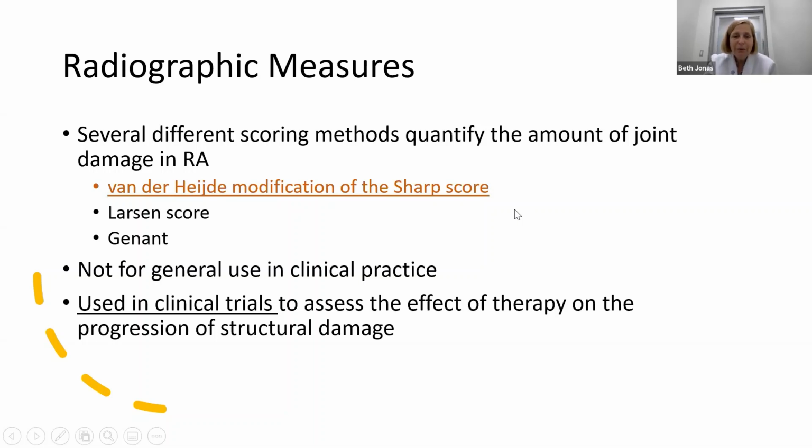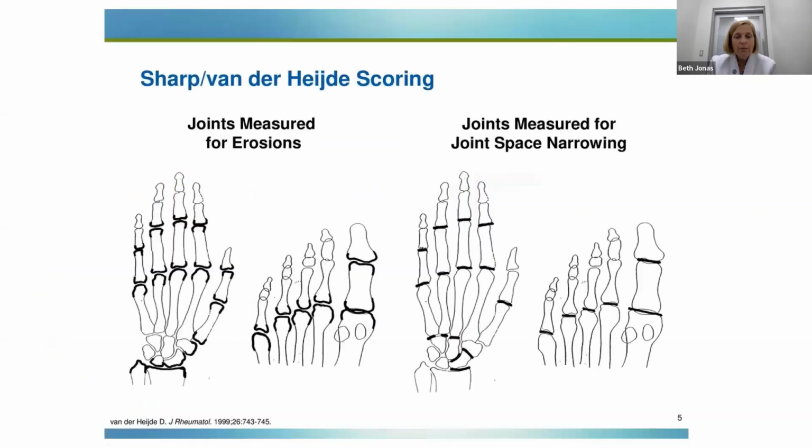This is really not for general use in clinical practice, but it's mostly used in clinical trials to assess the effect of therapy on the progression of structural damage. But I do think you need to know about this measure in as much as it helps you understand the literature.